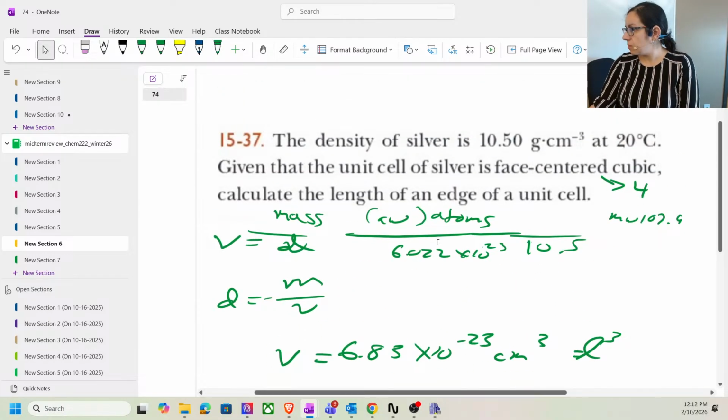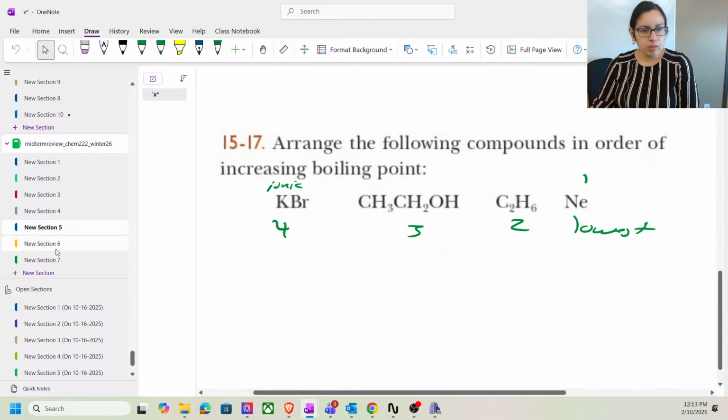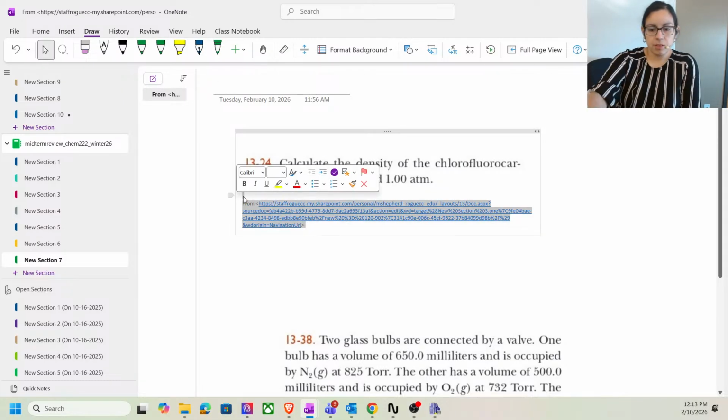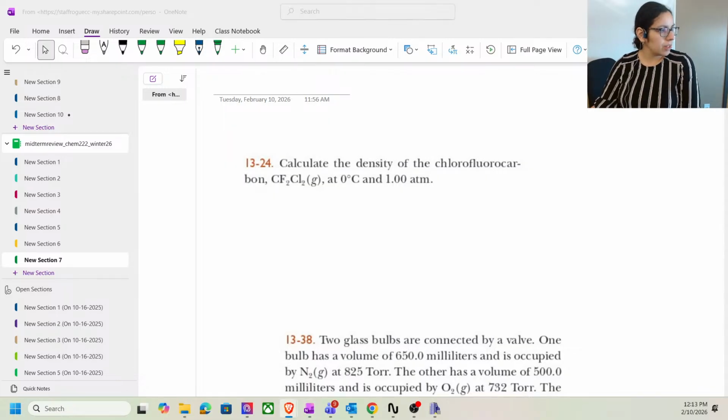Questions on this one? I feel like you guys are getting faster at that. Yes, no? All right, let's try some other ones. So how do you do this one? Calculate the density of chlorofluorocarbon at 0 degrees Celsius and 1 atm. What is that equal to?